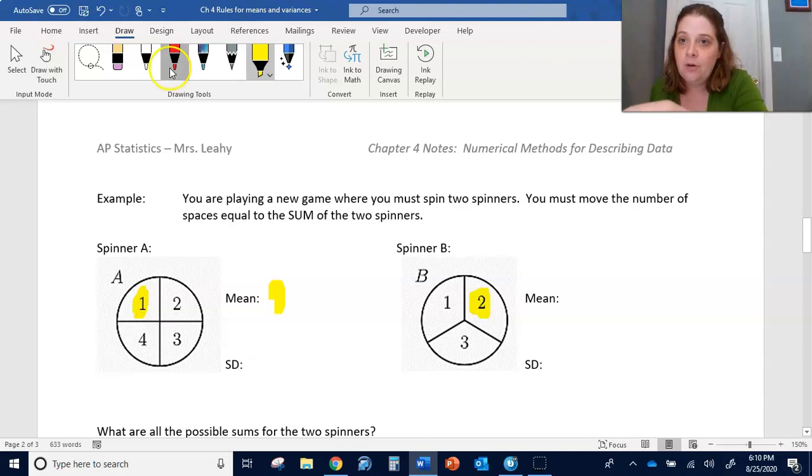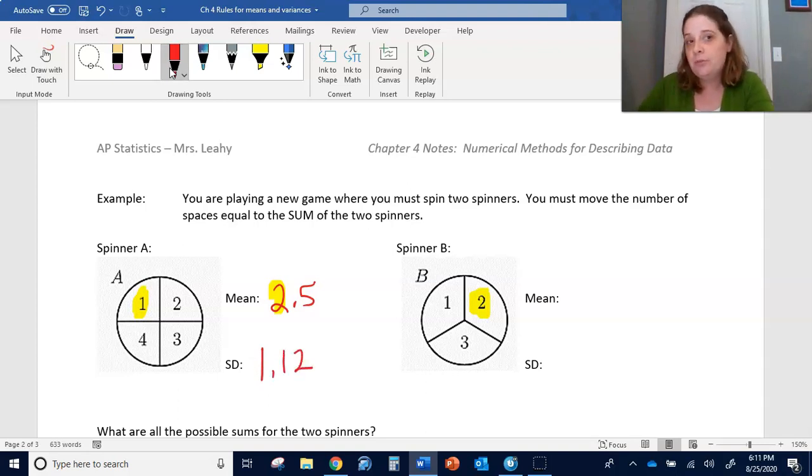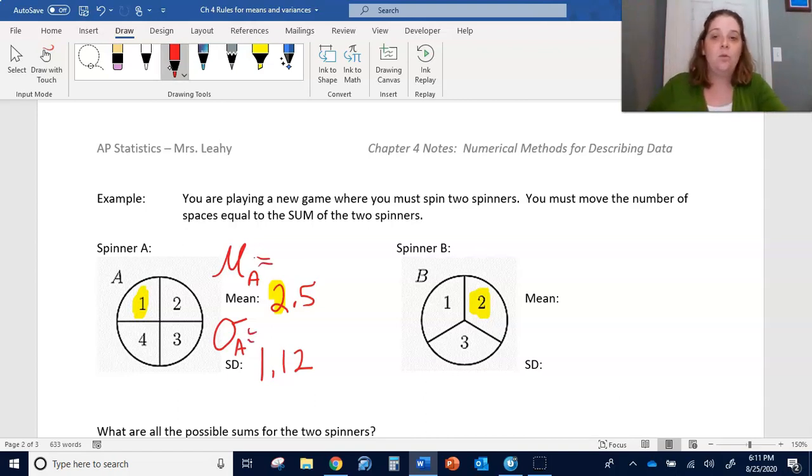So the mean is 2.5 and the standard deviation is 1.12. And something that we do sometimes when we have two different data sets, we might call this the mean of A, and we might call this the standard deviation of A. So we use a little subscript to help us differentiate between those two values. So the mean of A equals 2.5, the standard deviation of A is 1.12.